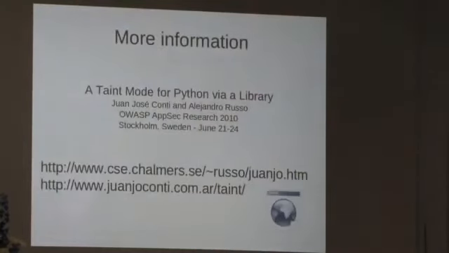More information about the library can be found in the paper submitted to this conference and in the websites of the authors of the paper.